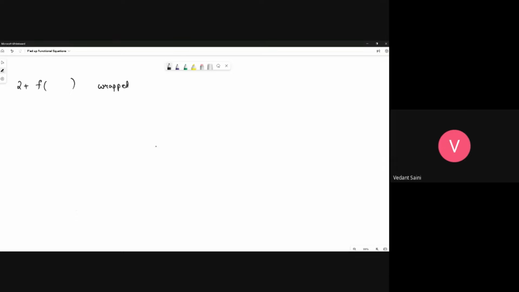a constant, like this x squared plus x, something like that. So this is random. However, something like this is not random because we have an x outside the f.